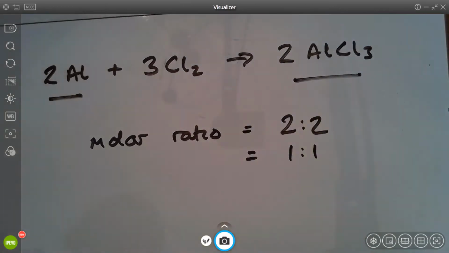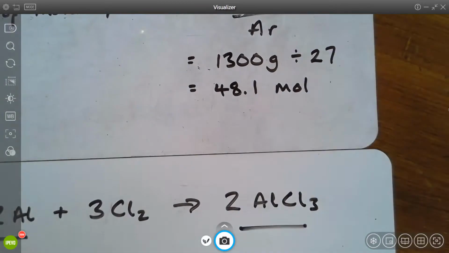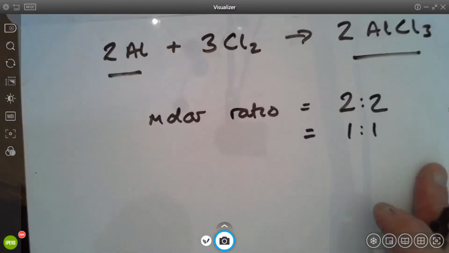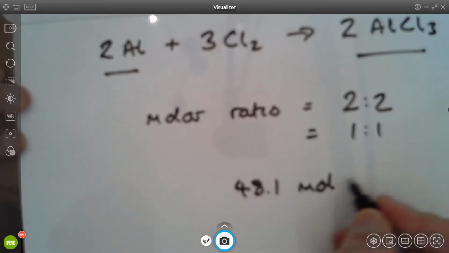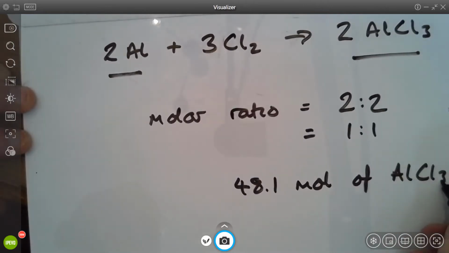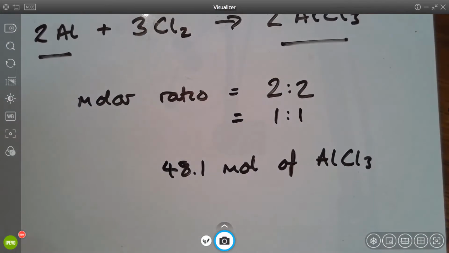But let's remind ourselves, we started with 48.1 moles of aluminium. Therefore, we must end up with 48.1 moles of aluminium chloride. That's the way chemistry works. This is why the mole is so useful. We will end up producing 48.1 moles of aluminium chloride.